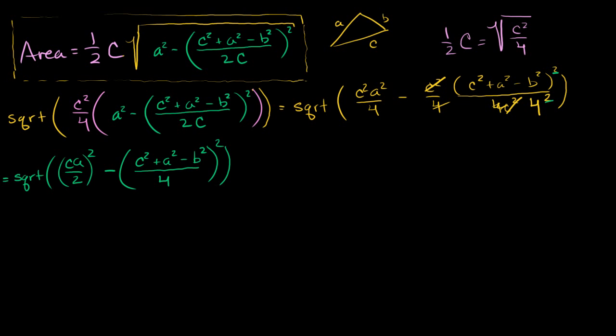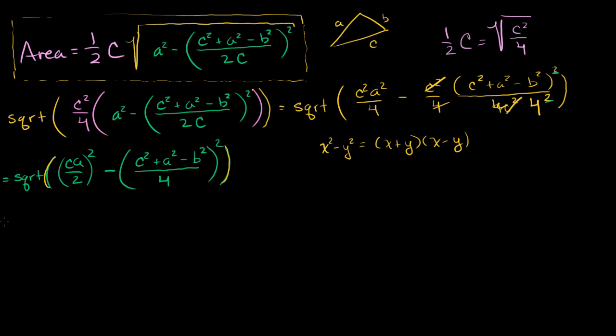Now, this might look a little bit interesting to you. You might remember from factoring polynomials that if I have something of the form x squared minus y squared, that factors into x plus y times x minus y. And we're going to be using this over and over again. Now, if you call ca over 2 x and you call this whole big thing y, then we have x squared minus y squared, so we can factor it.